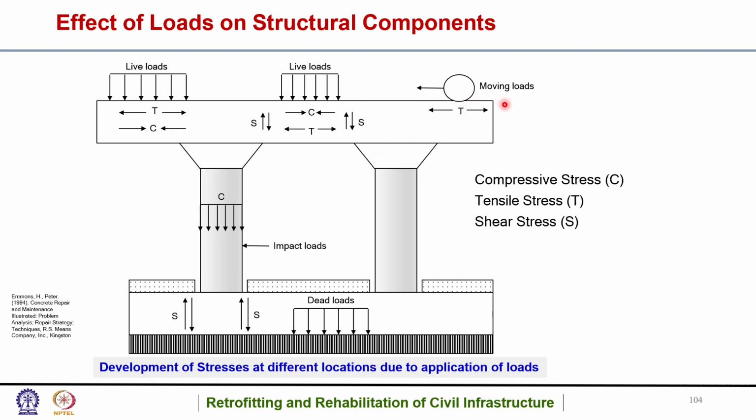And if we talk about moving loads, one interesting part is there will be no compression, only tension. Tension is there, but there is no compression here. Only compression is in live loads because it is moving. So these are some of the changes. And because this is a support and these are the columns, it will be under compression. And this is the impact load basically.